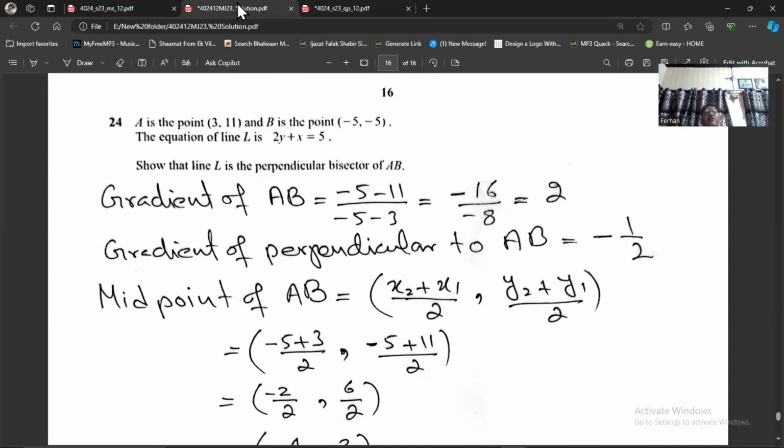So the gradient of AB will be (y2 minus y1) divided by (x2 minus x1). That will be (-5 minus 11) divided by (-5 minus 3). That will be -16 by -8, and that will be 2. So the gradient of the perpendicular to AB will be minus 1 by 2.